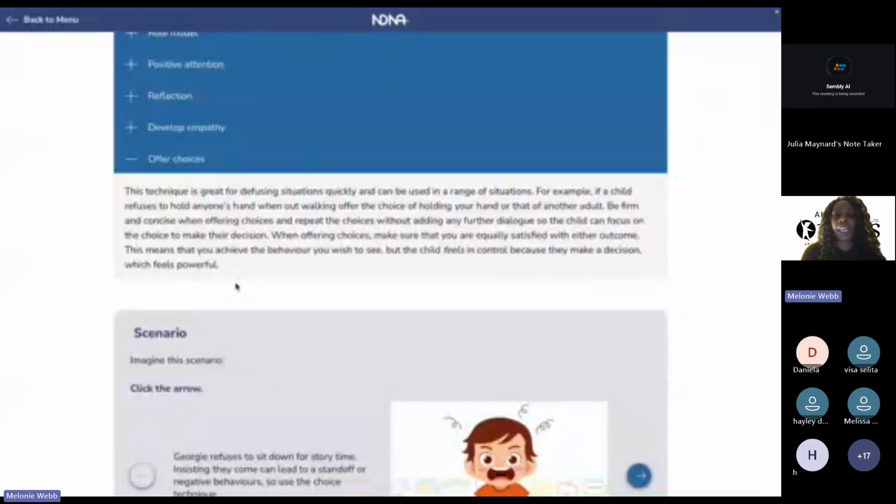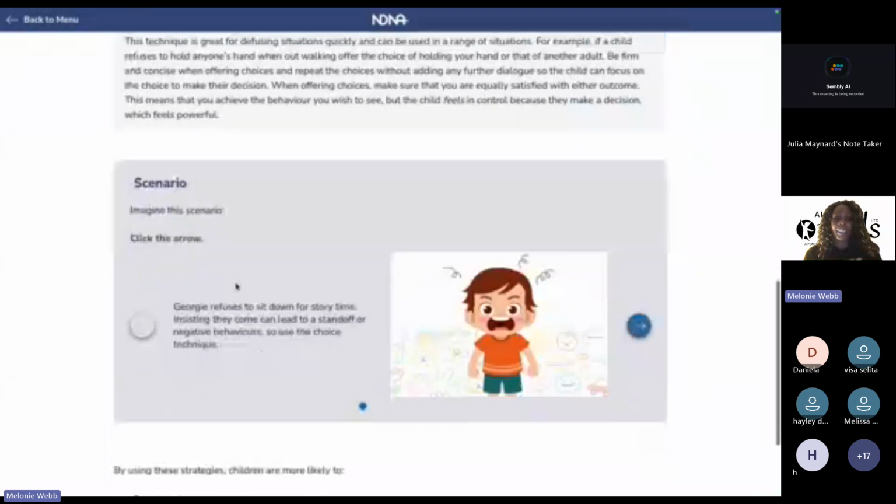There's no point in saying, "Okay, we need to be safe walking down the street. Would you like to hold my hand or would you like to hold the hand of the 2-year-old that's running up and down and standing behind you?" Make sure that when you're giving those options, that the options are sensible and appropriate.